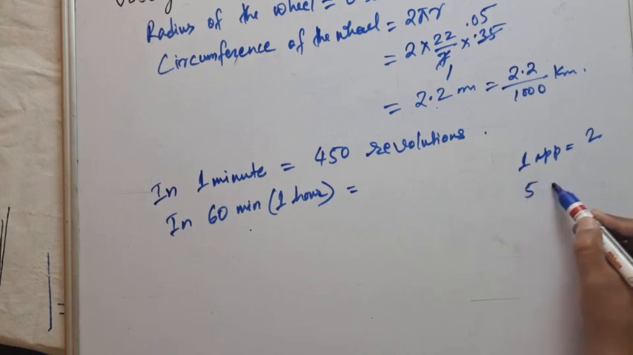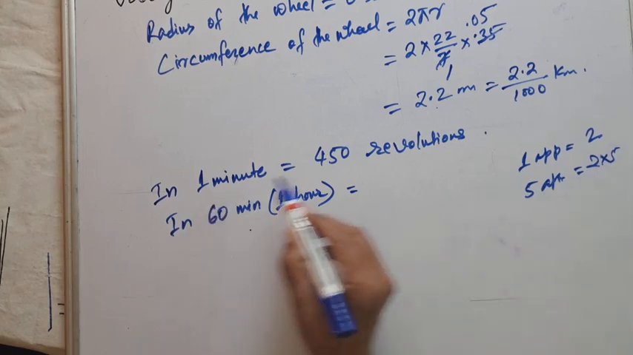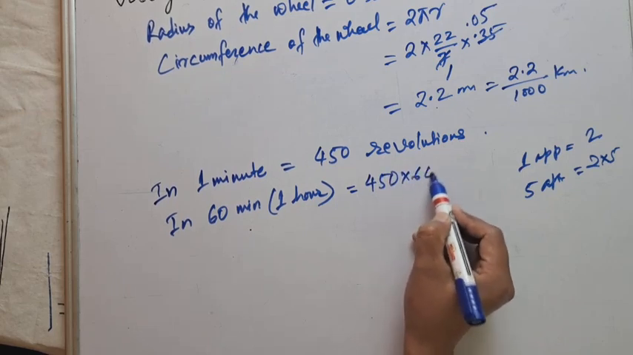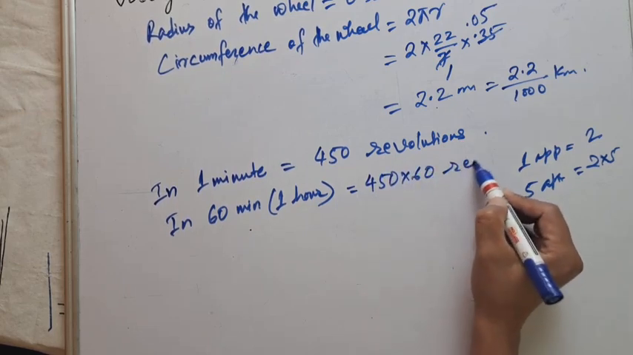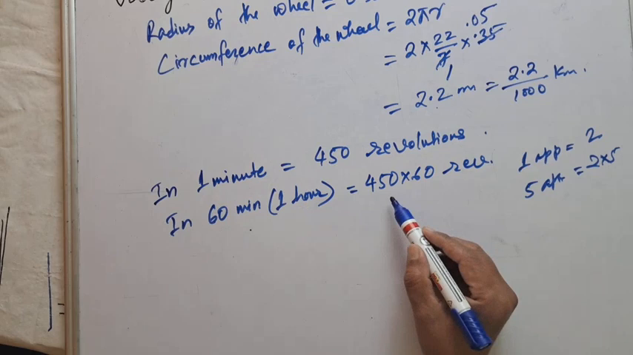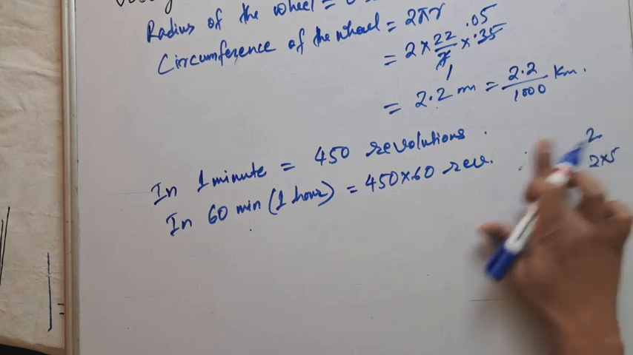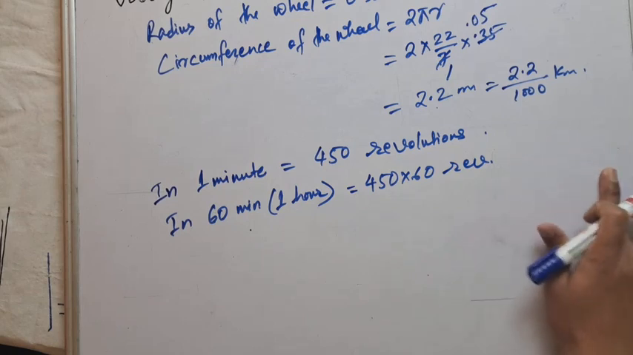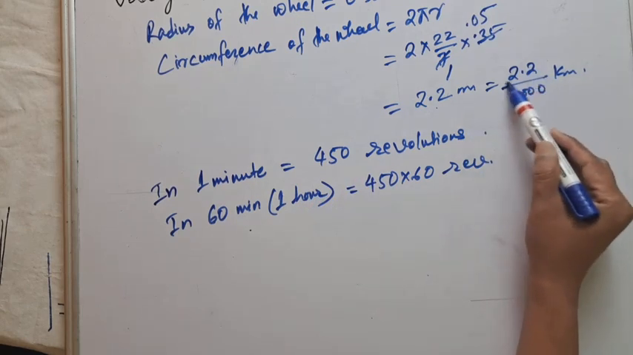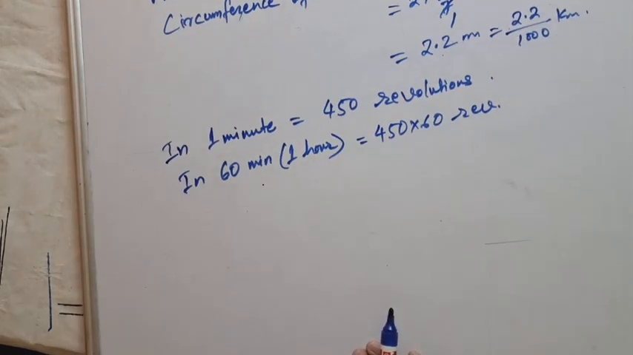So 5 apples cost rupees 2 into 5. Similarly, 1 minute for 50 revolutions, 60 minutes for 50 into 60. Simple multiplication, isn't it? So the wheel of the train revolves 450 into 60 times in 1 hour. I hope you got this. The distance covered by the wheel in 1 revolution is 2.2 upon 1000, so in 450 revolutions it is this into this, isn't it?